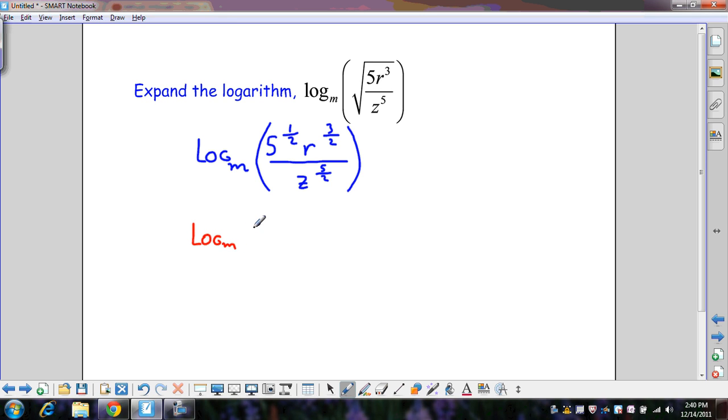Now, the next thing I'm going to do is use the two properties that we used on the previous page to expand this into three separate logs. So I'm going to separate the 5, the r, and the z. So in order to do that, I'm going to turn the 5 and the r into a sum of two logs. So I'm going to have log base m of 5 to the 1/2 plus log base m of r to the 3/2.